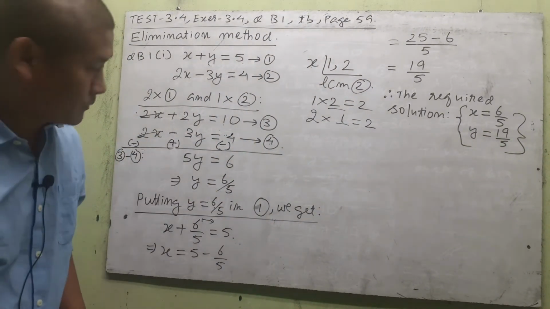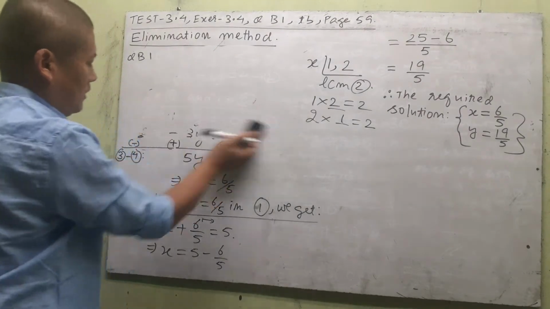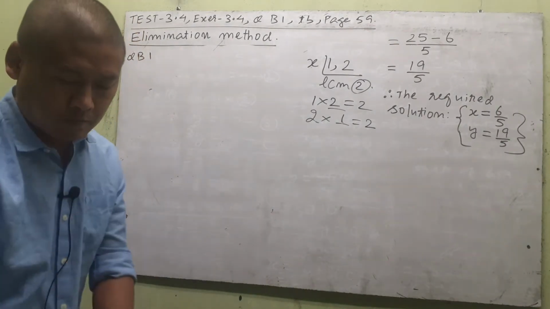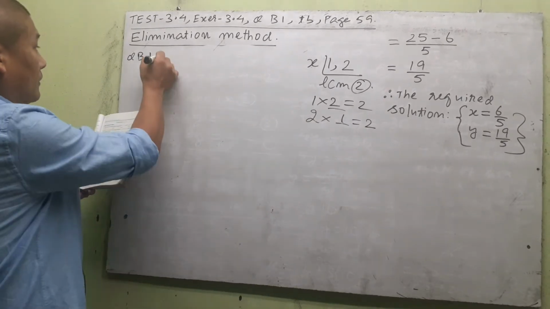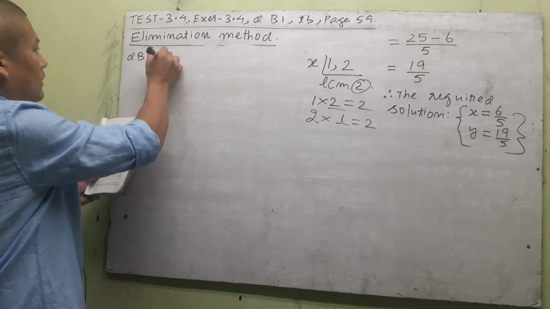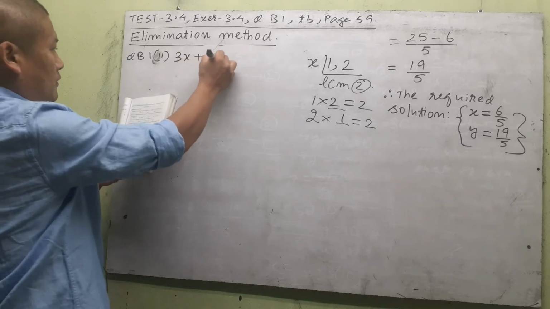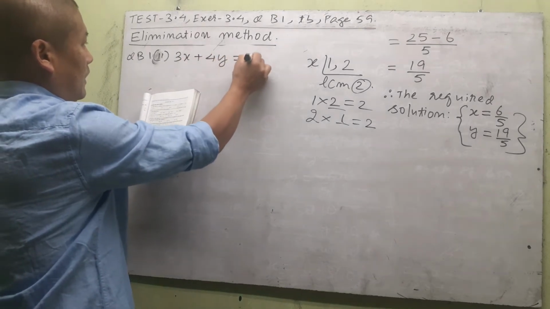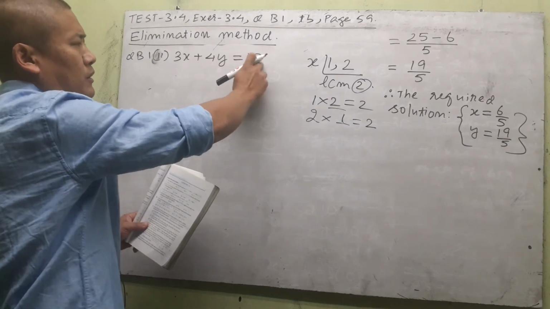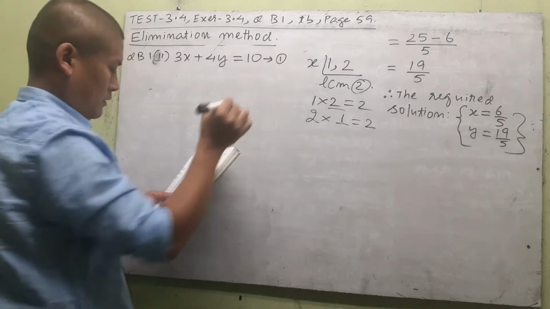Okay, now let us go to subheading 2. I hope you're getting it. The subheading 2 is: 3x plus 4y is equal to 10. So x term first, y term second place, and then number constants on the right side. So that's fine. So let's put this one as equation number 1.